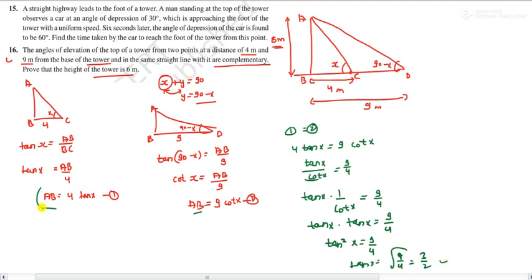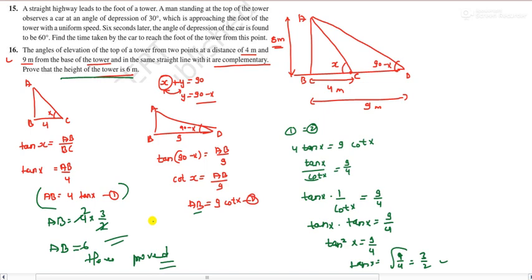Now substitute that in AB. So AB is equal to 4 into tan x, which is 3 by 2. So 2 2s are 4 and 3 2s are 6. Therefore AB is equal to 6 and hence proved. That's what they asked us to prove, right? Height of the tower is 6. So we have proved that it is 6. Okay, so this completes our chapter. All the problems of the given exercise have been solved.